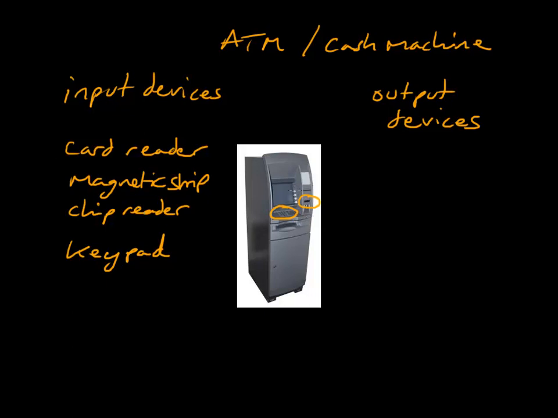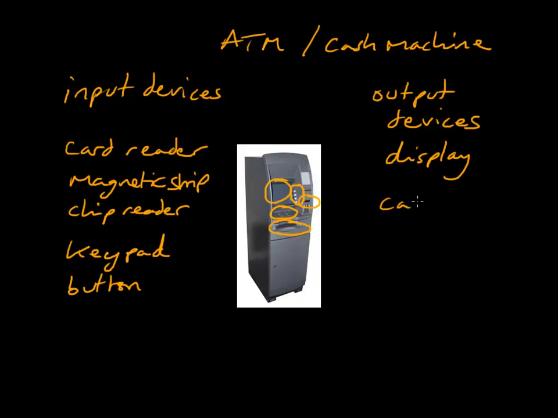And there's also some buttons to the left and the right which are for selecting the amount of money we would like. Output devices from this machine, we've got the obvious output device of a screen or a display, which is probably going to be LCD or a TFT, and in some older ones it would be just a green CRT monitor. And we've also got the place where the money comes out.